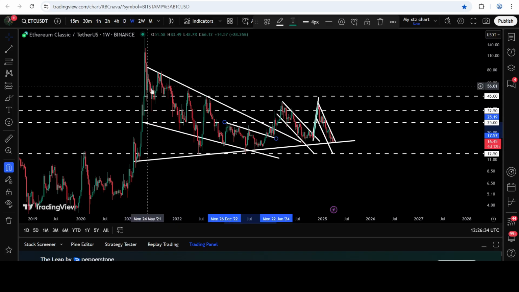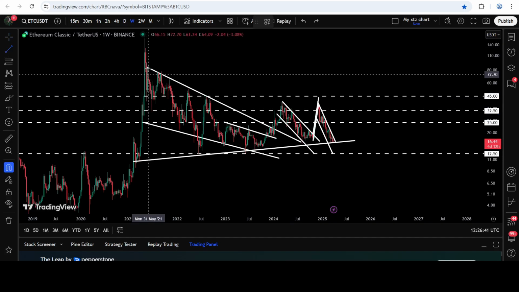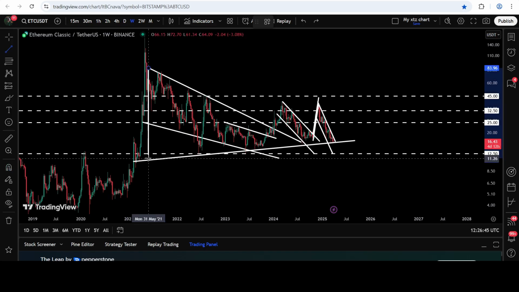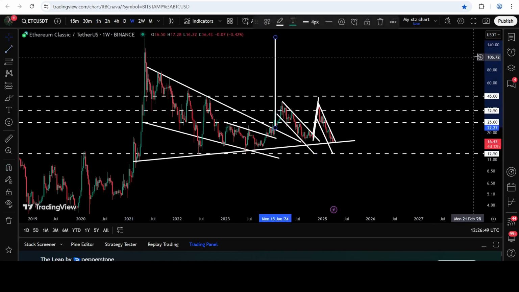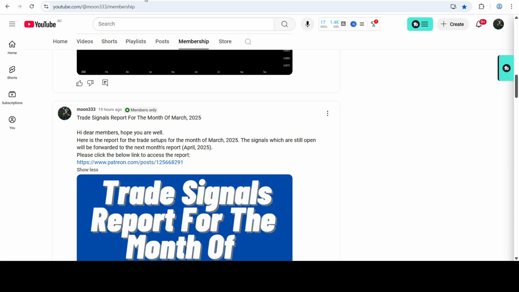The target for the breakout from this wedge is here at the top of the wedge. That is approximately at $85. And now if we take a look at the target for the breakout from this symmetrical triangle, then the technical target for the breakout from this symmetrical triangle is here. That is approximately at $170. So this was the update so far.